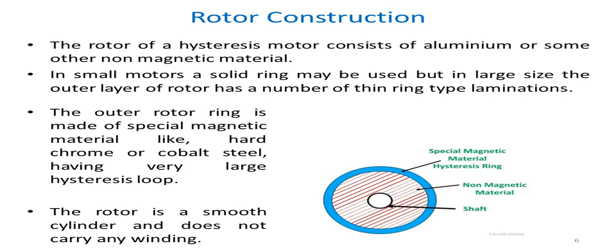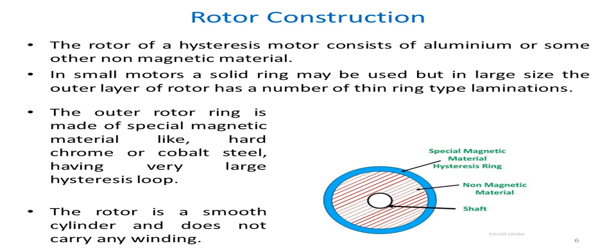The outer rotor ring is made of special magnetic materials like hard chrome or cobalt steel having a very large hysteresis loop. If the hysteresis loop area is large, it means the hysteresis loss will be large, and because of the hysteresis loss, the torque is produced in this motor. That's why a large area hysteresis loop is required.